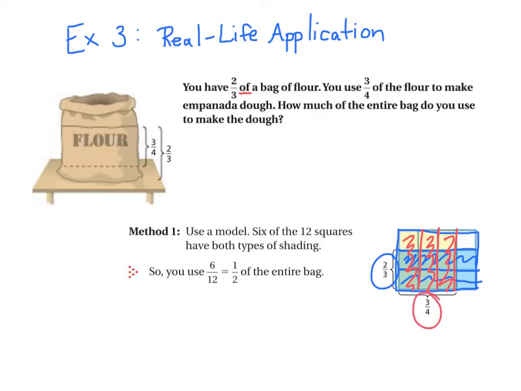And then what we do is we look at any of the squares that have both colors shaded. In this one, you can see that these 3 and these 3 have both the blue and the red shading. So that means that 6 of our boxes have it, out of the total number of possible boxes, which is 12. So 1, 2, 3, 4, 5, 6, 7, 8, 9, 10, 11, 12. So what we have is 6/12 of the entire bag of flour, and then we can simplify that 6/12 down to 1/2 of the entire bag. So the model is just one way to show that.